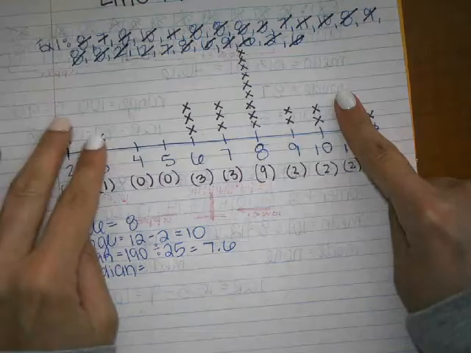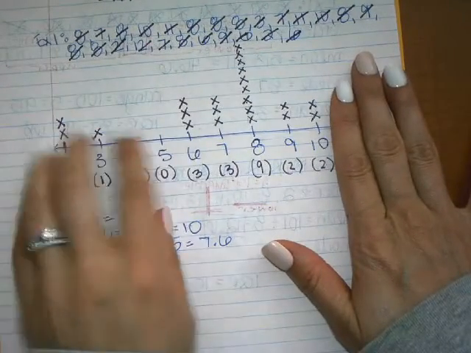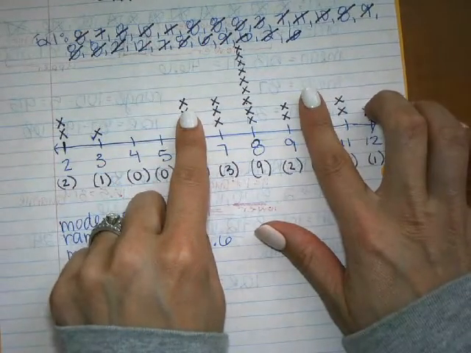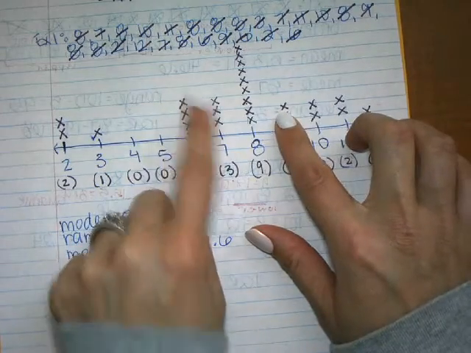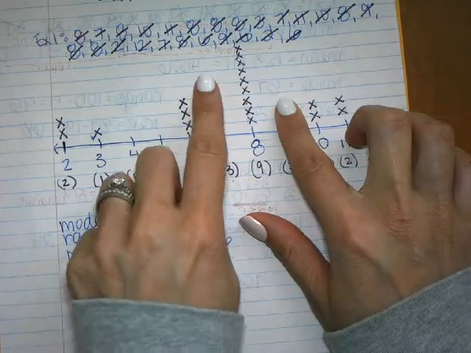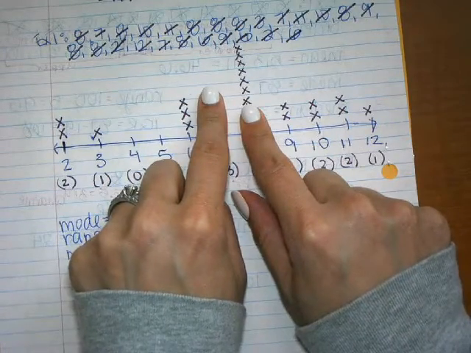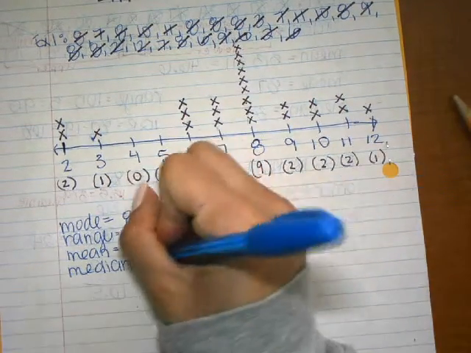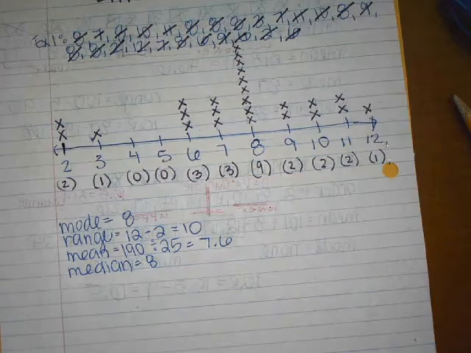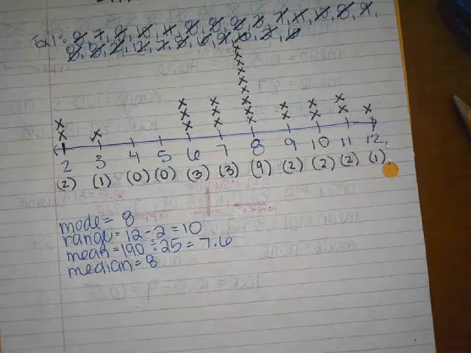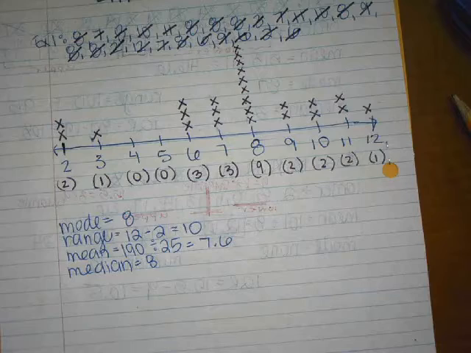There are 2 x's, there are 2 x's. I've got 2, 2, 1, 1, 1, 1, 2, 2. So we know it has to be an 8, right, guys? Okay. Here is the tricky part. We now need to find the first quartile and the third quartile.